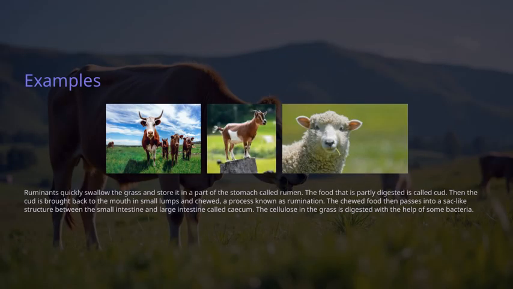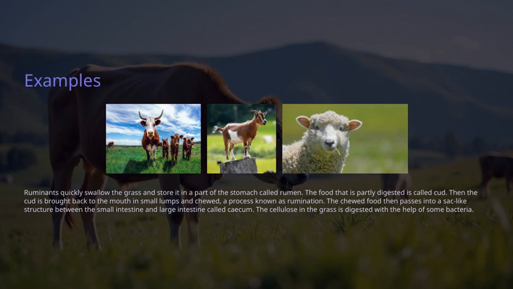Let's look at some examples of how ruminants process their food. When a cow or sheep, for instance, eats grass, they quickly swallow it and store it in a special part of their stomach called the rumen. This allows them to eat a large amount of grass rapidly. The partially digested food, known as cud, then forms. Later, the animal brings the cud back up into its mouth in small lumps to chew it again, a process called rumination. This extra chewing helps break down the plant fibers, making digestion more efficient.